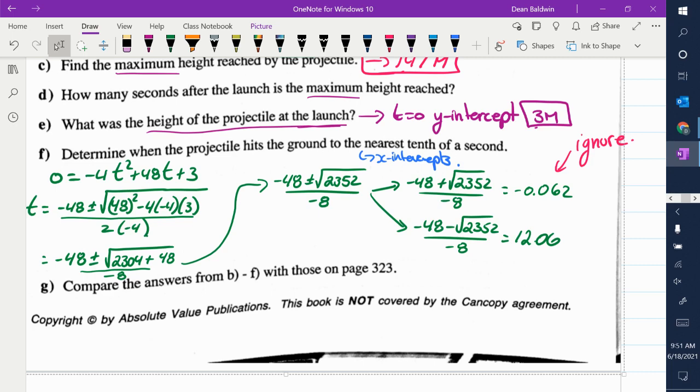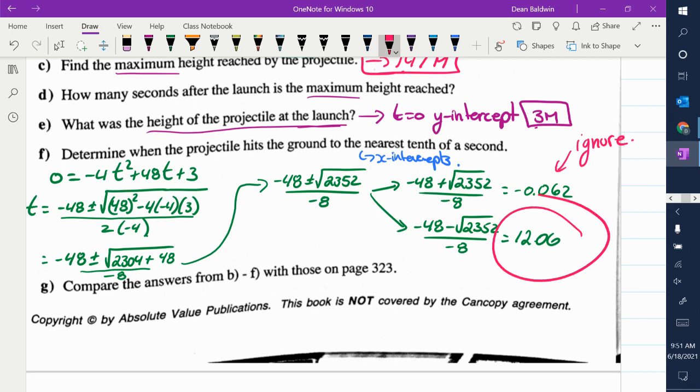So negative 0.062, you ignore it because you can't have negative time. Therefore, the answer is 12.06. Is that okay?